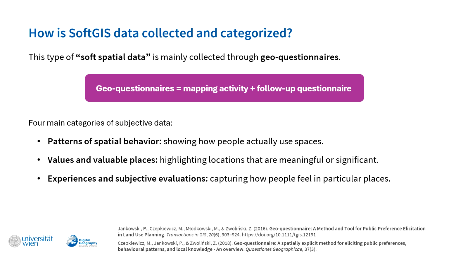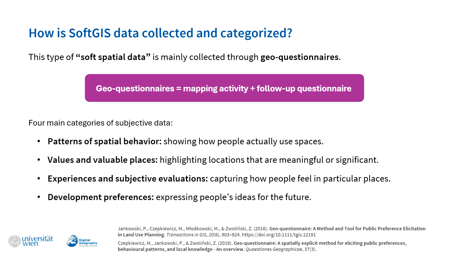The third, experiences and subjective evaluations, capturing how people feel in particular places. For example, pointing out areas where residents feel unsafe at night, public places where they feel socially connected, or streets where litter and noise negatively affect their experience. This information can guide improvements in safety, design, accessibility, and overall urban quality.